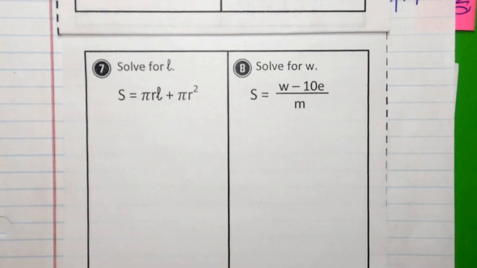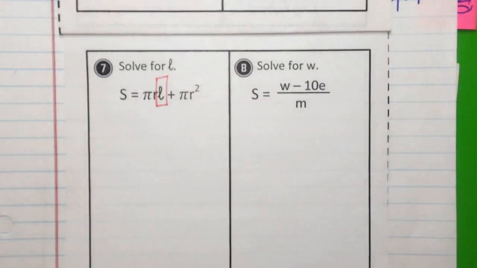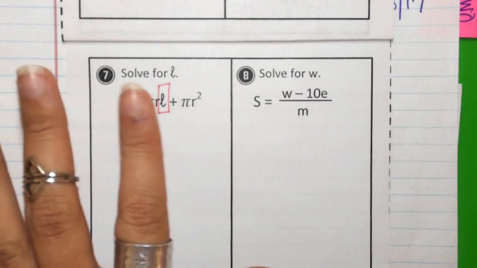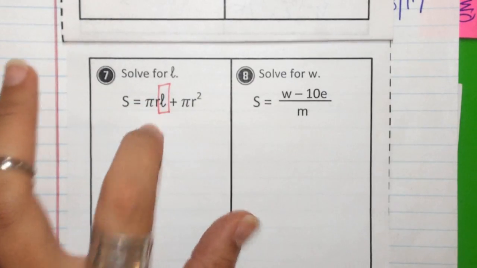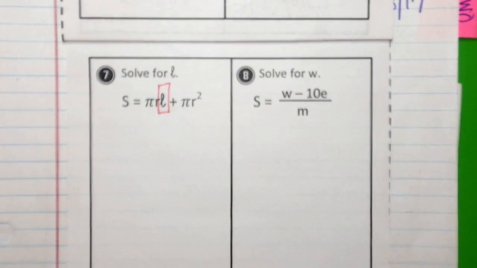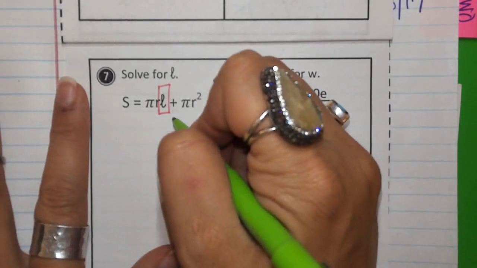Together? Okay, so let's look at what it's asking us. Where should we put our force field? Around L? Draw a force field around L. Now, we have to get everything away from this term before we can touch it. So how would we move that minus pi r squared? That plus pi r squared. We would subtract it.